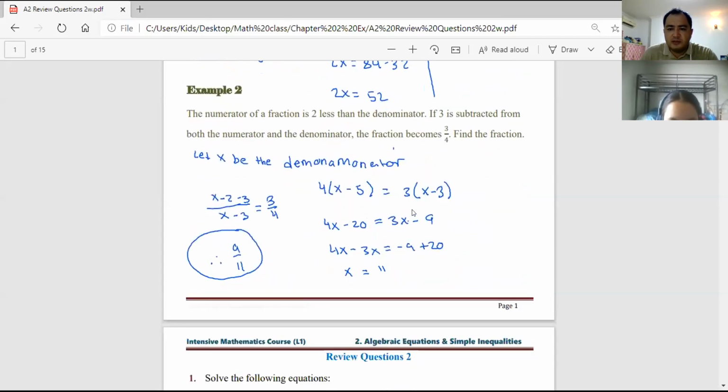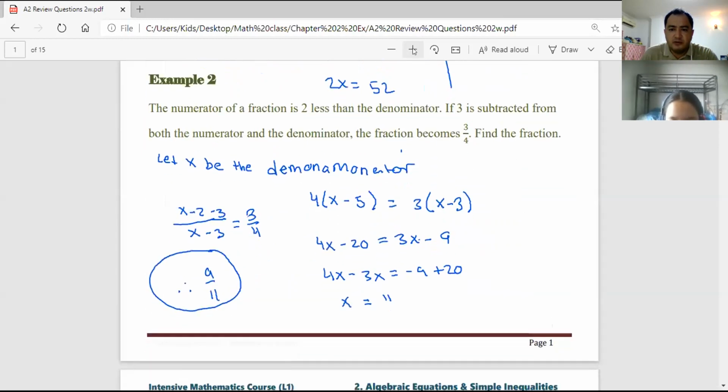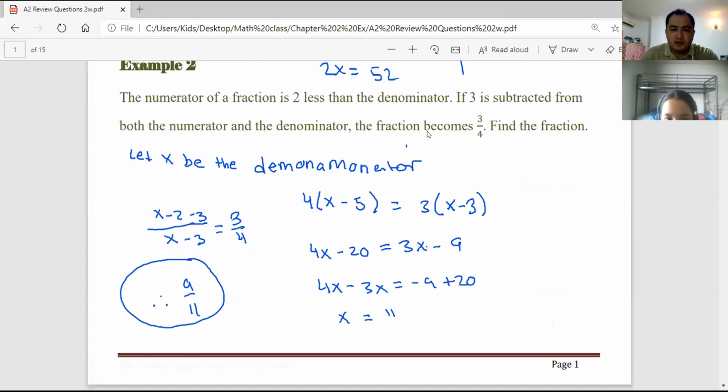Can you zoom in a little bit? Click on plus maybe 2 times. One more time, one more. Okay. Good. Can I see this question? The numerator of a fraction is 2 less than the denominator. That means it is x minus 2. And you subtract 3 from both numerator and denominator. The fraction becomes 3 over 4. Very good. It is x minus 5 over x minus 3, and cross multiply, 4x minus 20. It is x equals 11. Excellent. Okay, let's move to the next question.